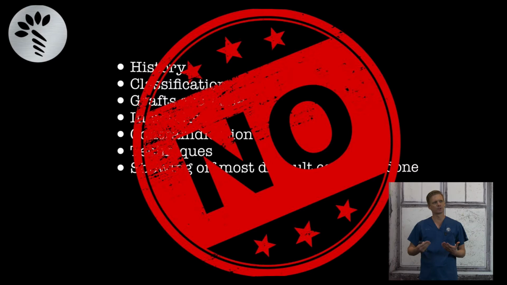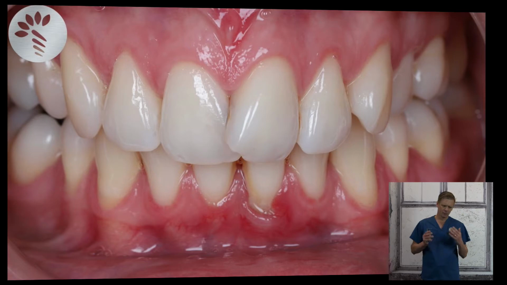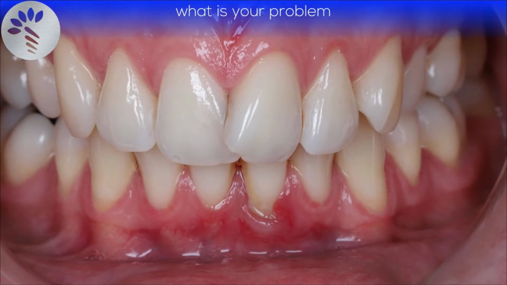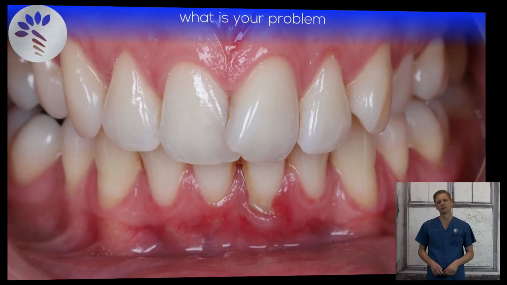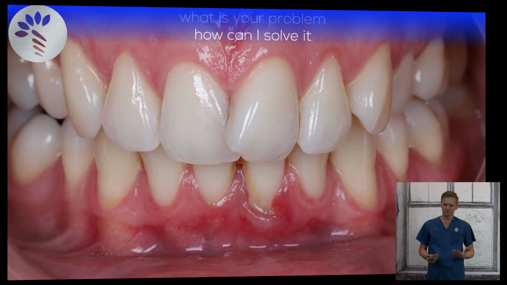So tonight I really want to focus on why it's a good idea to not think of this as some special procedure that you do occasionally, but why you put it in every day, whether you do the procedure or whether you refer the procedure. To get away from this mindset of types of grafts, of classifications, of Miller's, of things that are very mathematical and maybe a little bit dull, I want you to think about what is your problem. Now that could be you as a dentist or the patient. So what is the problem that you need solving? And then how can we solve it?